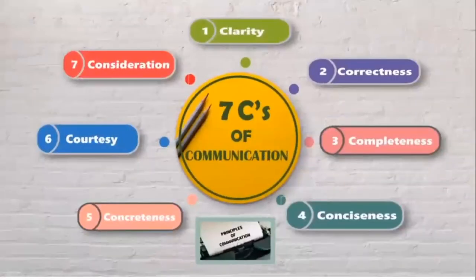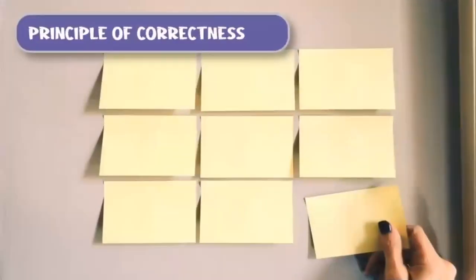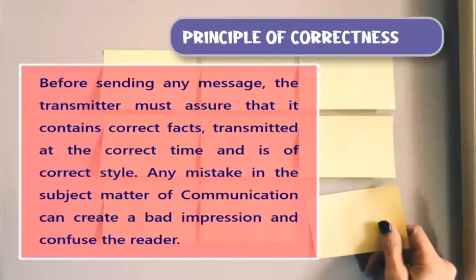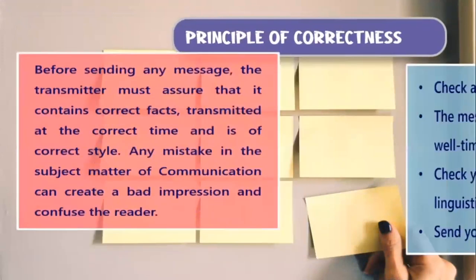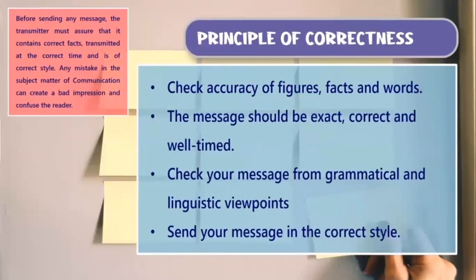Good one. The next principle we have, principle of correctness. Correct message has a great impact on the audience. Before sending any message, the transmitter must assure that it contains correct facts, it is transmitted at the correct time, and it is of the correct style. Any mistake in the subject matter of communication can create a bad impression and confuse the reader. Check accuracy of figures, facts, and words. The message should be exact, correct, and well timed. Check your message from grammatical and linguistic viewpoints and send your message in the correct style.